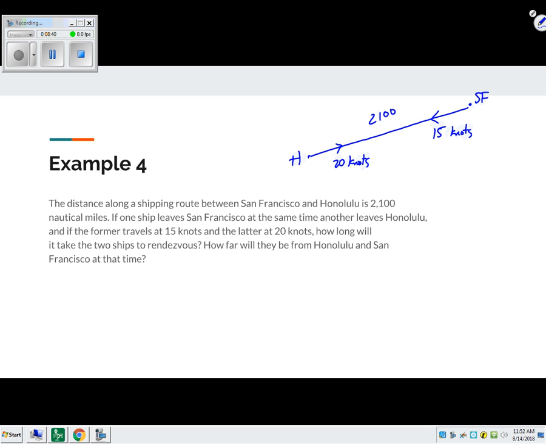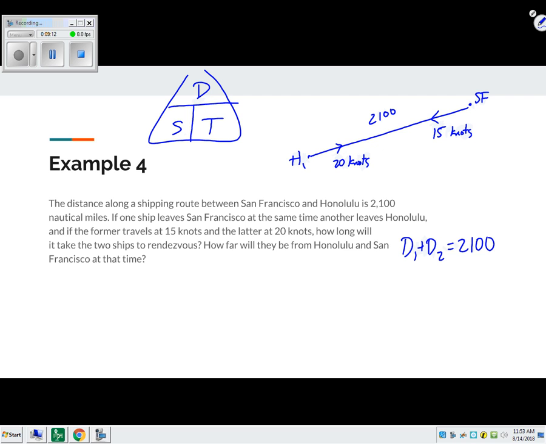So we have 2 different ships going on here. We have 2 ships going 2 separate distances. D1 plus D2 equals 2,100, where D1 is how far the ship from Honolulu traveled, and D2 is how far the ship from San Francisco traveled. Going back to my little triangle from the last slide, in order to find my distance, I just have to do its speed times its time. So I'm going to substitute in this D1.